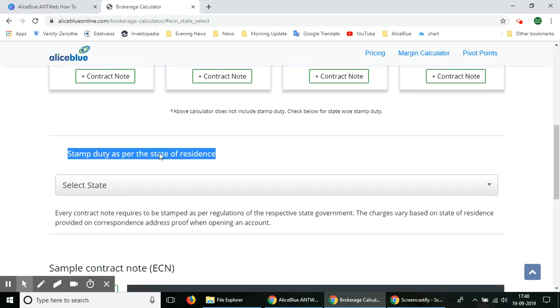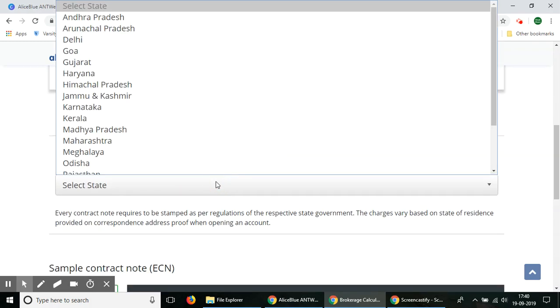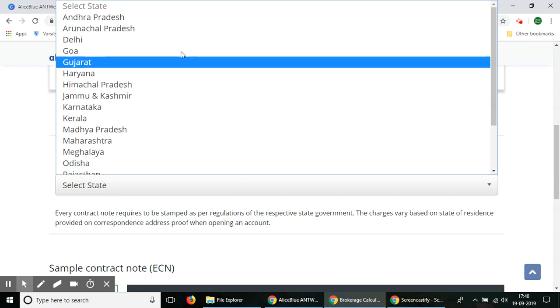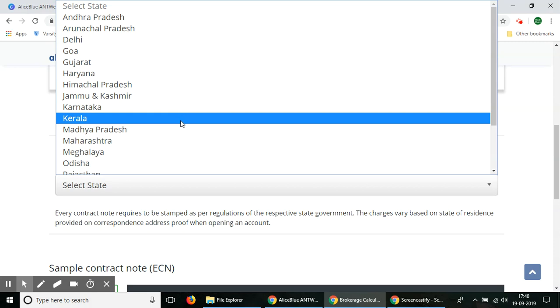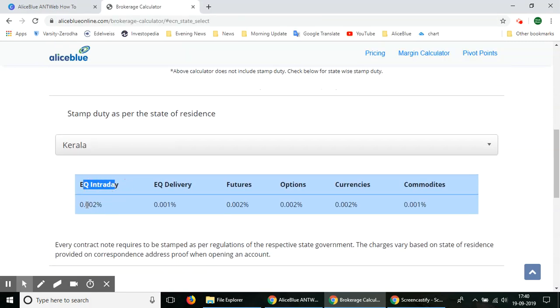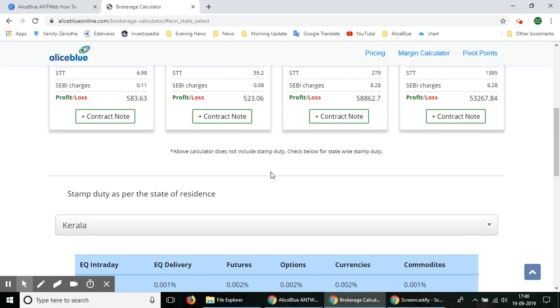So you can see the complete breakdown using the brokerage calculator. You can also specify the stamp duty based on the state. So let's keep it as Kerala. With Kerala, you can see the equity intraday percentages, the equity delivery percentage, futures, options, currencies, and commodities. So in this way, you can get a completely detailed view.